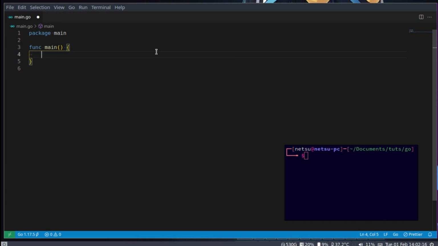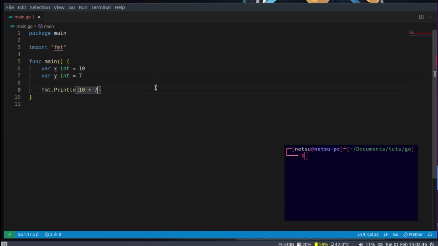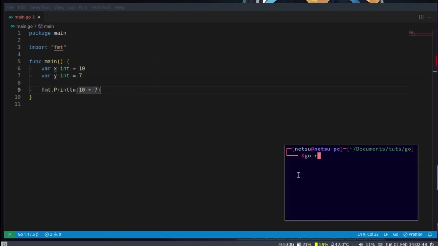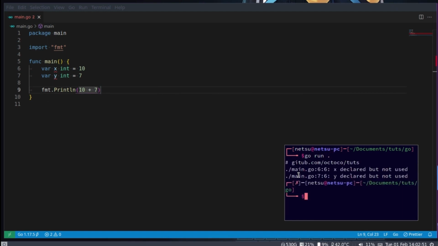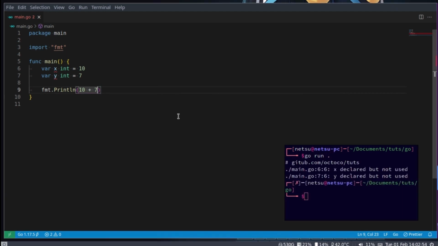So here we can say something like var x is equal to 10, and let's just specify it's an integer, and var y, also an int, is equal to 7. Now with these we can do a bunch of mathematical stuff. For example, if you print line, usually we could say 10 plus 7, that works perfectly fine as well. Then if we run this, go run dot, this will add the two together, and it actually won't run while these are here, so let me just quickly comment them out.